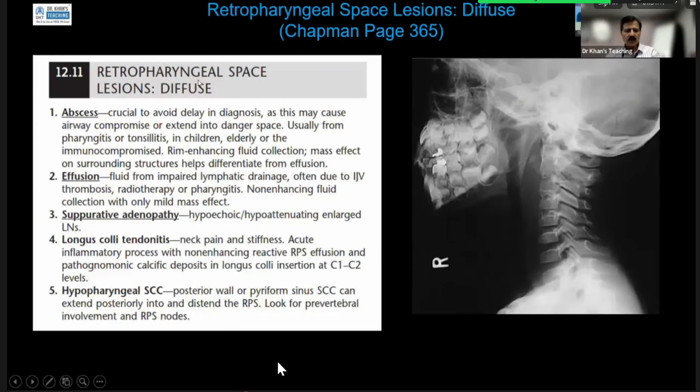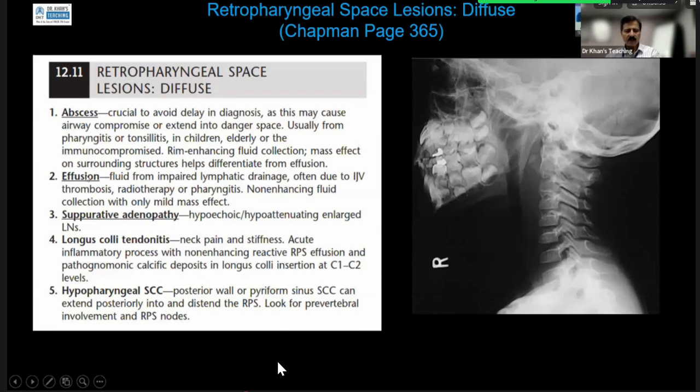So this is the retropharyngeal space. And the key thing is that diagnosing an abscess is crucial to avoid delay, as it may cause airway compression and extend into the danger space. Remember that. And it will go into the mediastinum. So if you miss it, it's a bad miss.